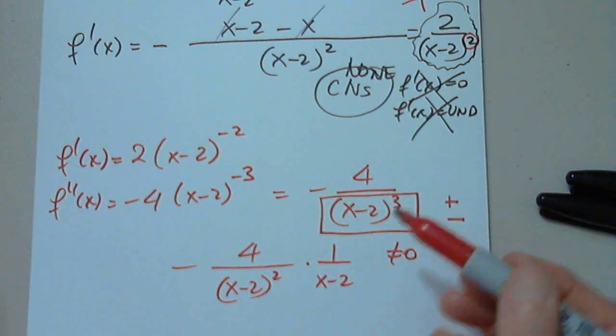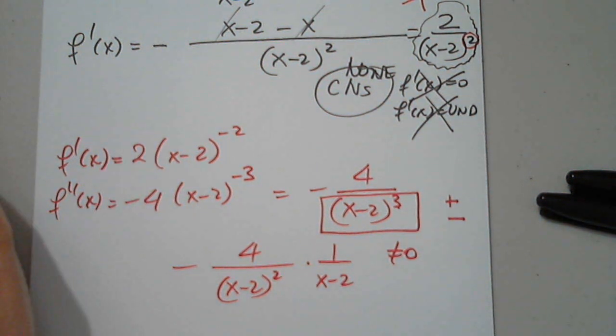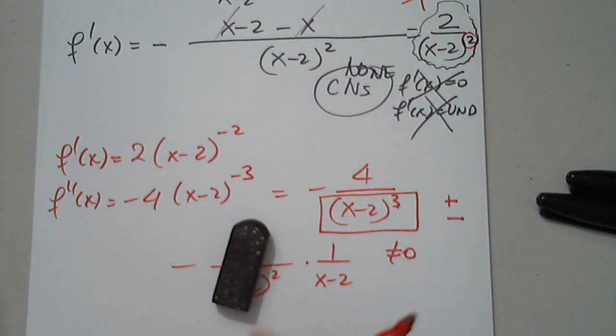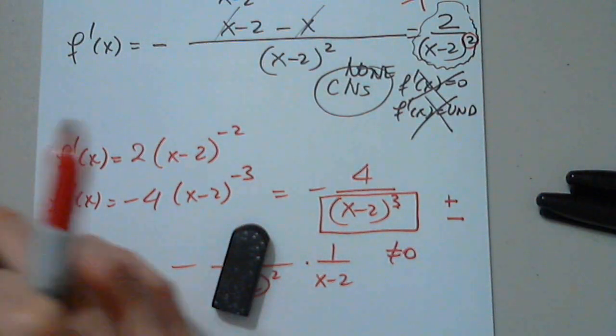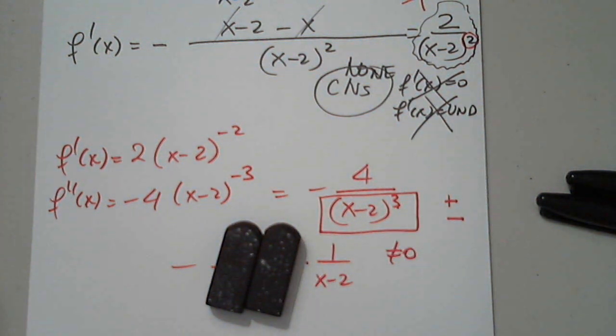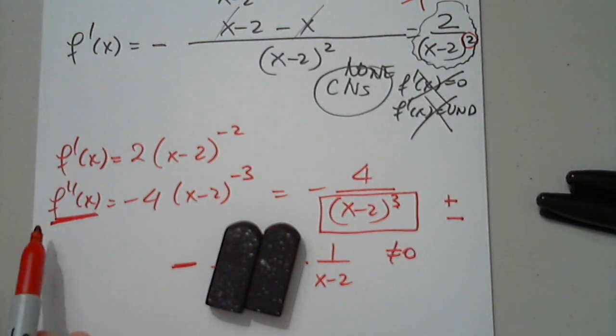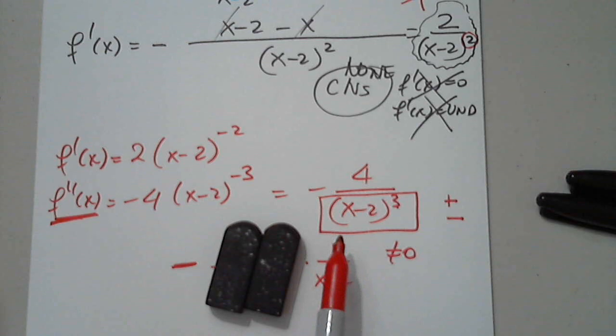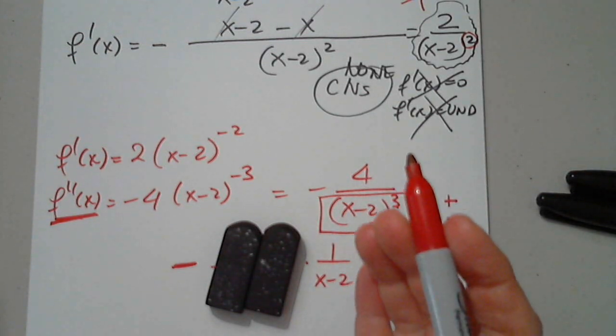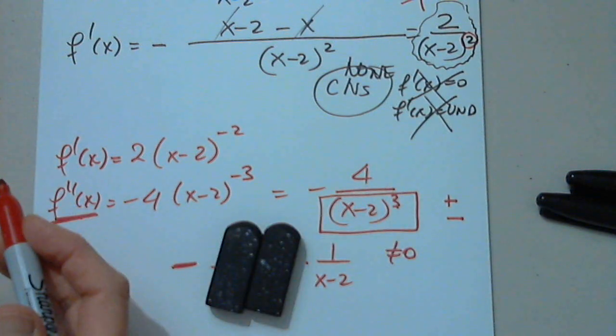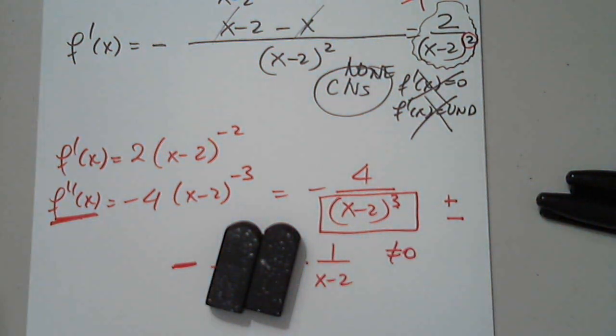So I still have power 3, power 2 times power 1, but I don't have to look at this because this is always positive. If it's always positive, don't waste your time. So x minus 2 will give the sign with a minus in front. So the sign of the second derivative is based on -1 over x minus 2. So a sign to the left of 2 and a different sign to the right of 2.